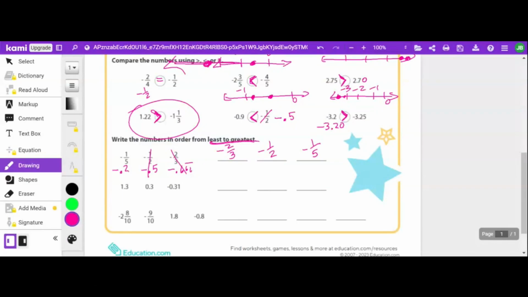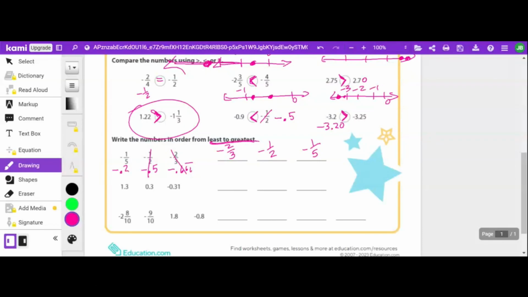So you have to kind of think in reverse order when you're dealing with negatives. The bigger the negative number, the smaller it is. The smaller the negative number, the bigger it is. So it works differently than numbers on the right side of 0 on the number line.